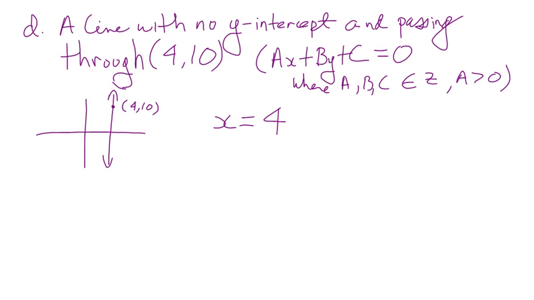So the equation of a horizontal line is always of the form y equals k, where k is the y value, any and every y value on that line. And the equation of a vertical line is always of the form x equals k.